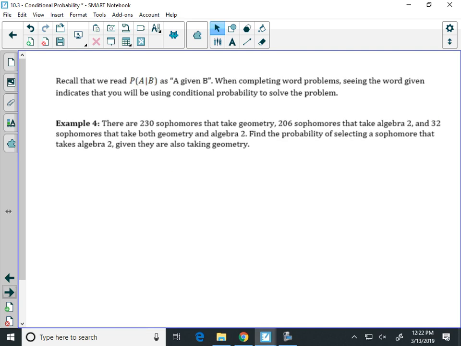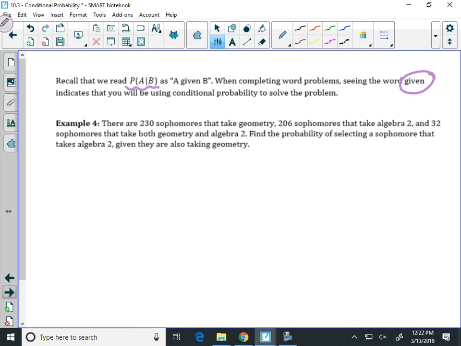Recall from before that conditional probability is stated as the probability of A given B. When completing a word problem, seeing the word given indicates that you are going to be using conditional probability to solve. So given is one of those words that is going to help you figure out how to solve the problem, or something similar to given.